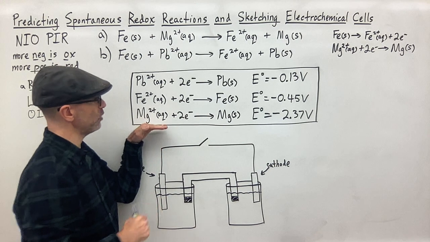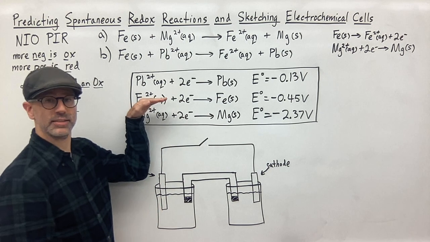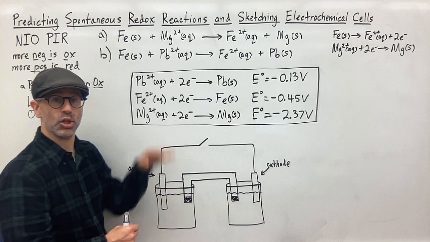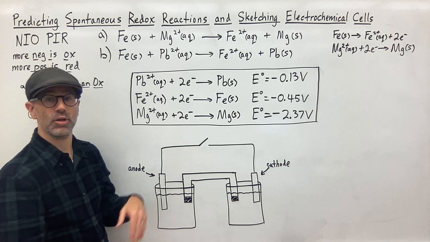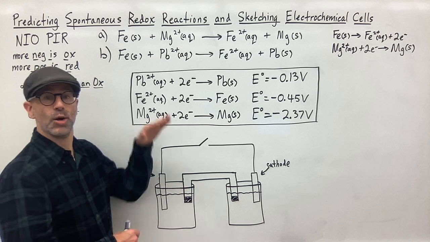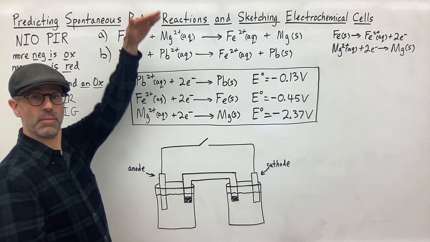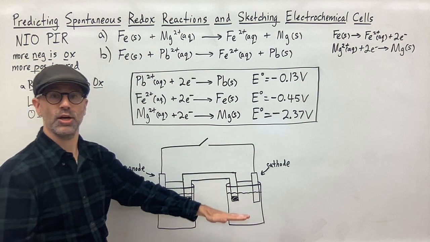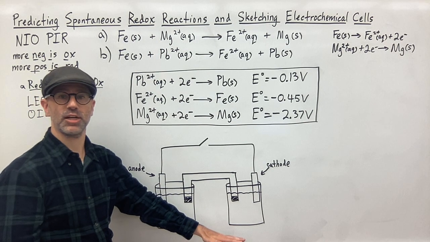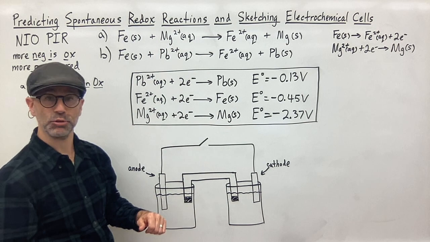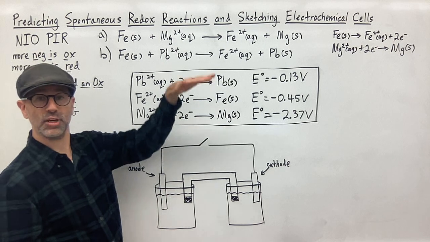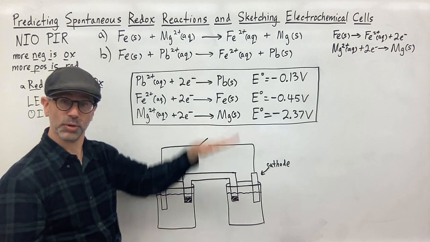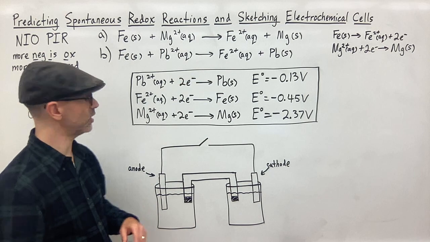So again, the way you want to think about this is the higher on the table you are, the more likely you are to undergo reduction. The lower you are on the table, the more likely you're going to undergo oxidation. More negative, so it goes from positive values to negative. If you're more negative, you're more likely to undergo oxidation relative to anything that's above you. If you are more positive, then you're more likely to undergo reduction compared to things below you. That's the thing you want to understand.